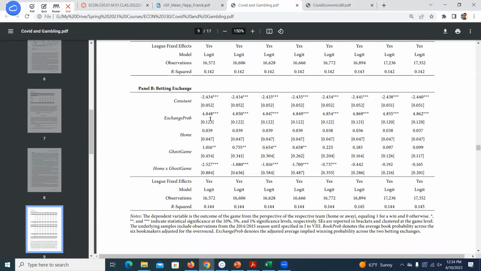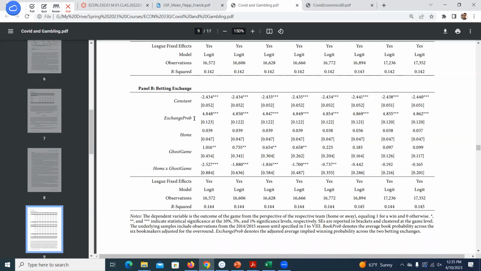So they've got this probability accounted for already. And if the sportsbooks are doing a good job, then their predicted probability of winning should be a really good predictor of whether the team actually won. Sure enough, the effect is positive and significant across every single type of regression they ran. They did some different controls in some of these different columns. We'll just look at column 1. They're all pretty similar.